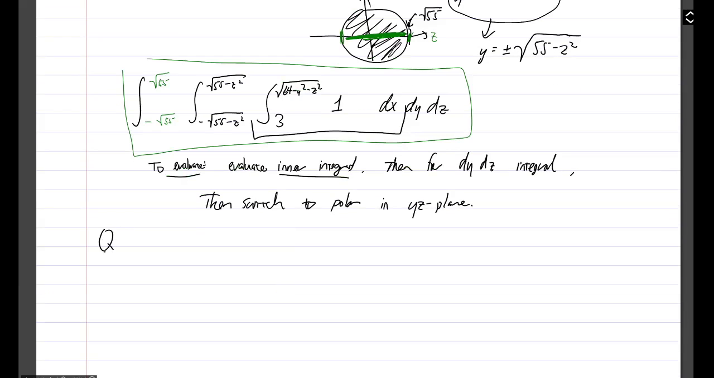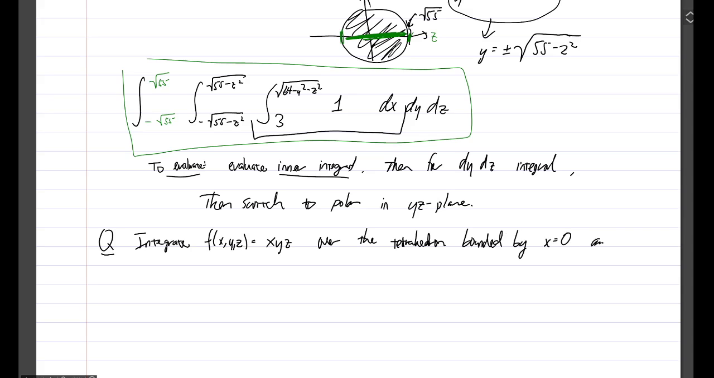Okay, a good problem to try on your own, or to at least set up an integral for, is to integrate, we keep using the function 1, so let's say you had the function f of x comma y comma z, it doesn't really matter, but let's pick an easy function to integrate, x y z, over the tetrahedron bounded by the planes x equals 0 and y equals 0 and z equals 0 and the plane 2x plus 2y plus 3z is equal to 12.